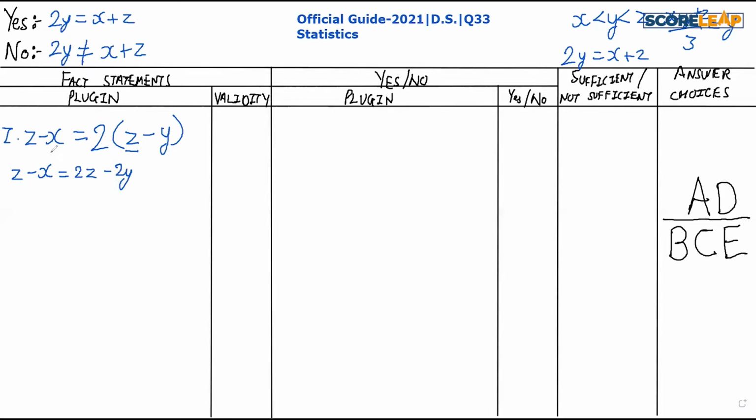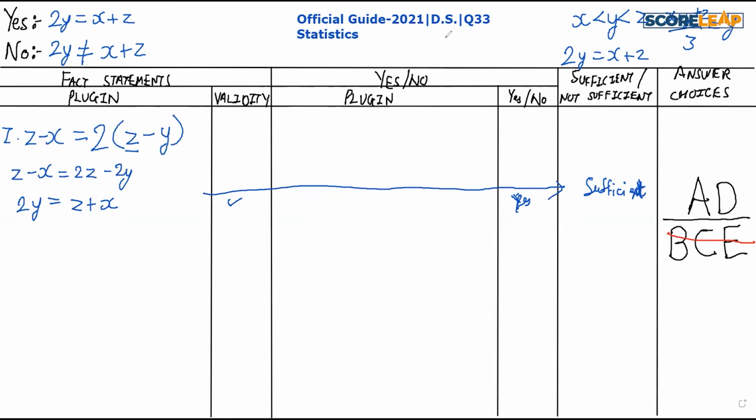If I bring 2y to one side and z minus x to the other, then on rearranging I get z plus x. So from this statement, I clearly get that 2y equals z plus x. So this statement is sufficient. Already checked, it is always a yes. So whenever statement 1 is sufficient, we knock off B, C, and E. So our answer has to be one of A or D.